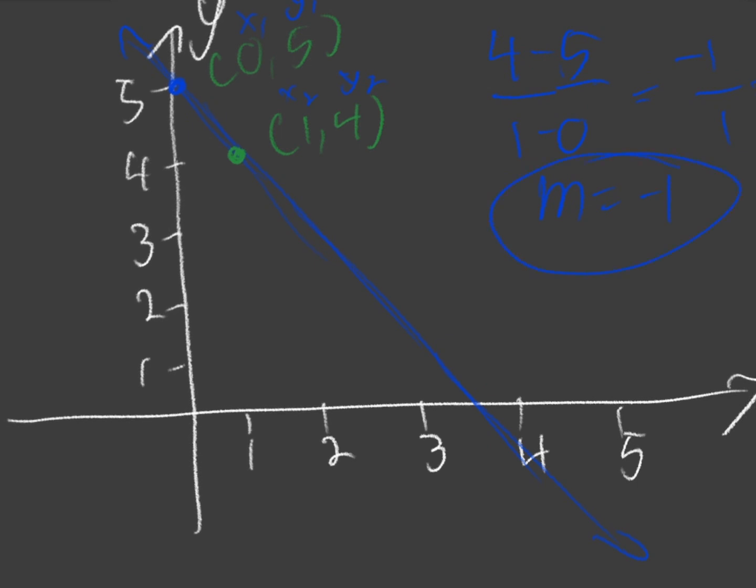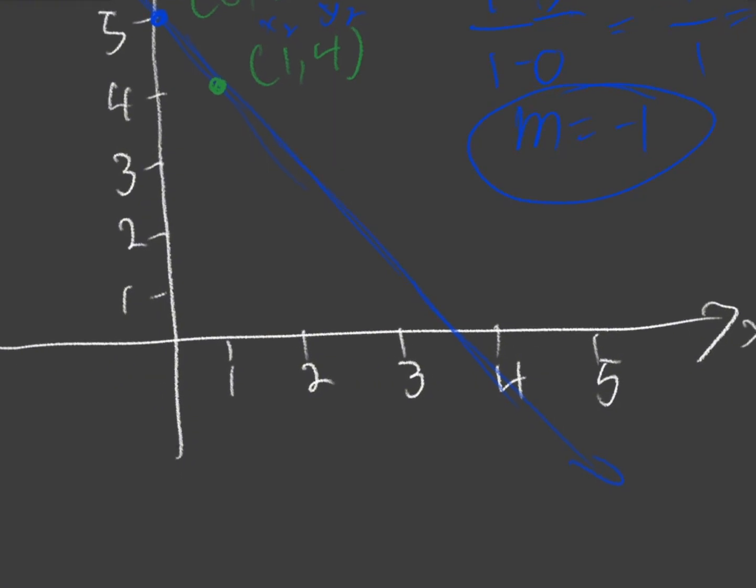See? And we know that we did this correctly because the slope is negative, and the line that we showed is going down, so negative, right? Now we already know the y-intercept is 5. We identified it earlier, so it'll be y equals negative 1x plus 5, or y equals negative x plus 5, and that's it. So slope-intercept form, not that bad.